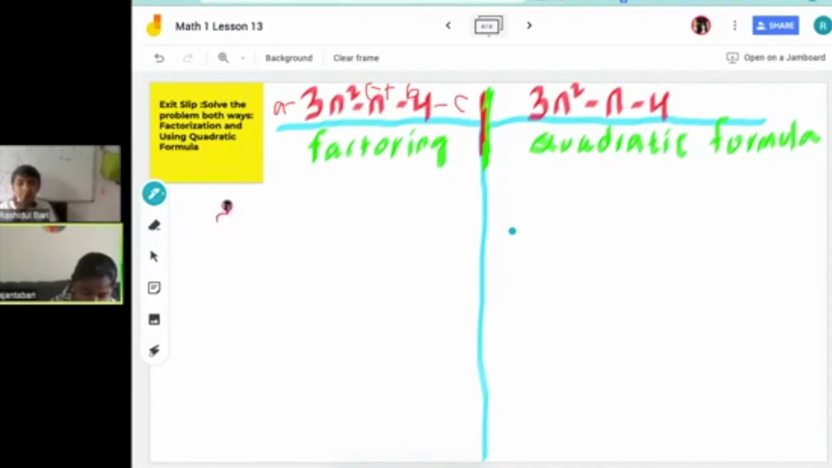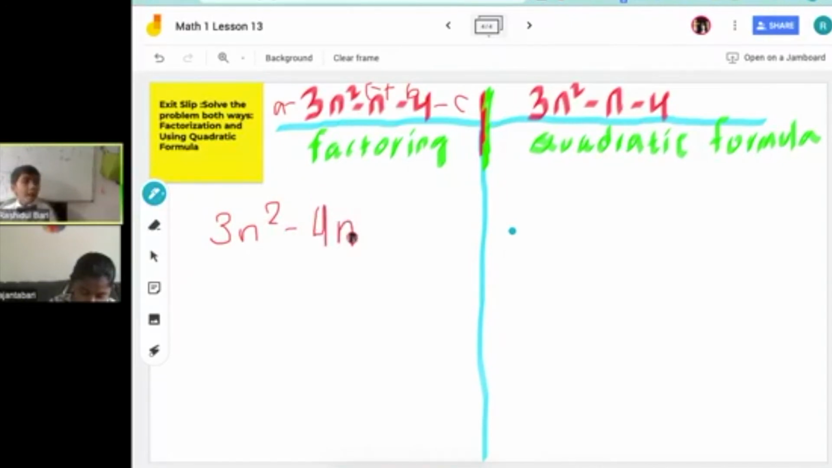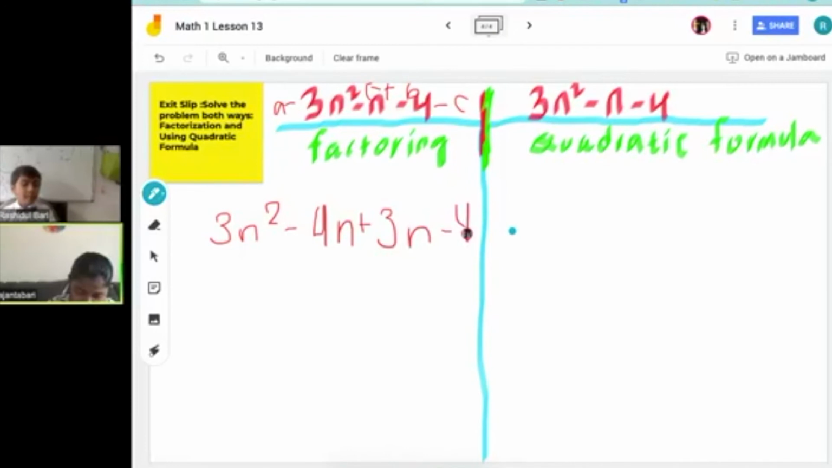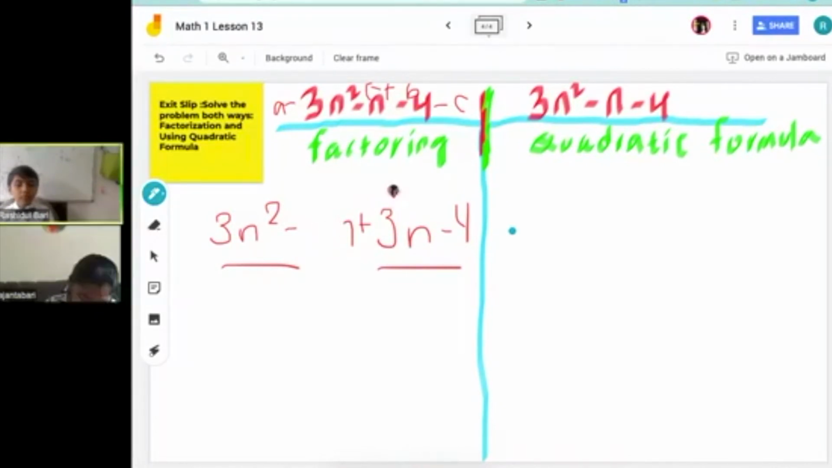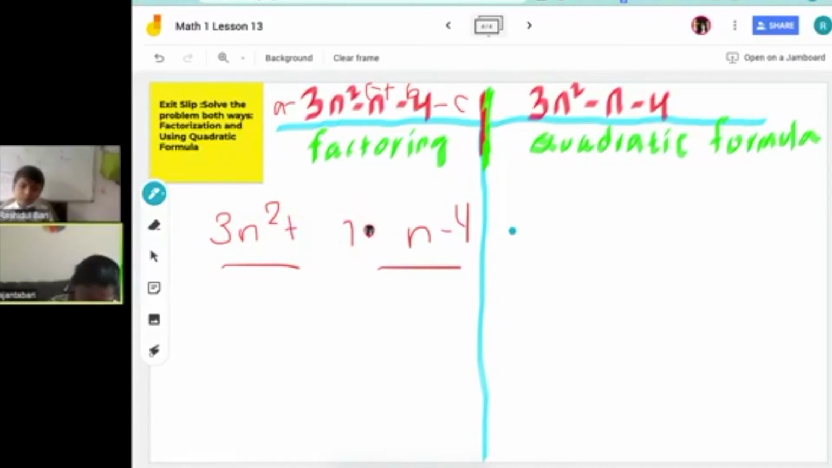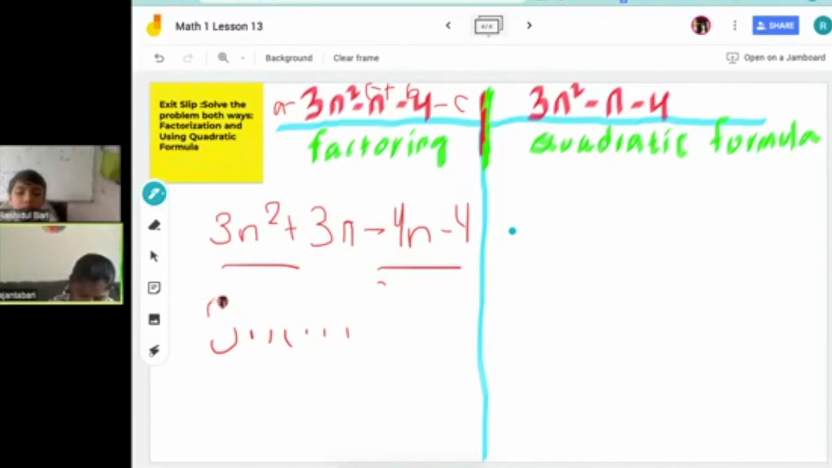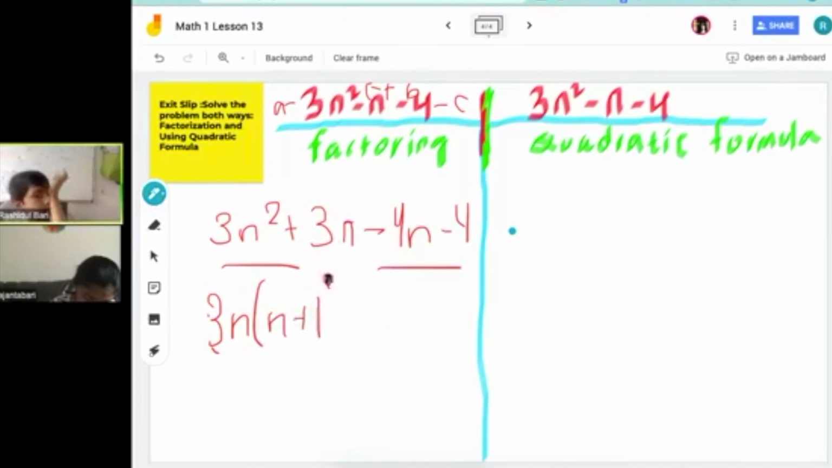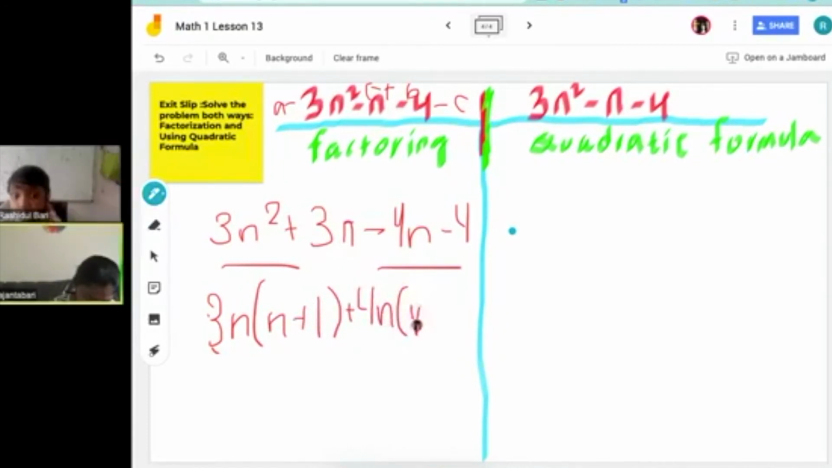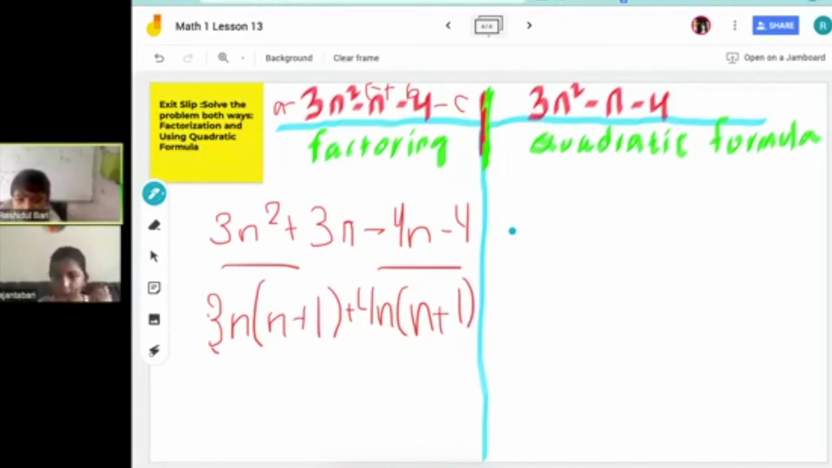So let's do this. n squared minus 4n plus 3n minus 4. Right? Wait. Let's just flip these. That's plus, and that's a minus. So 3n, n plus 1, and let's make this one plus n. Like this? Or should it be minus?